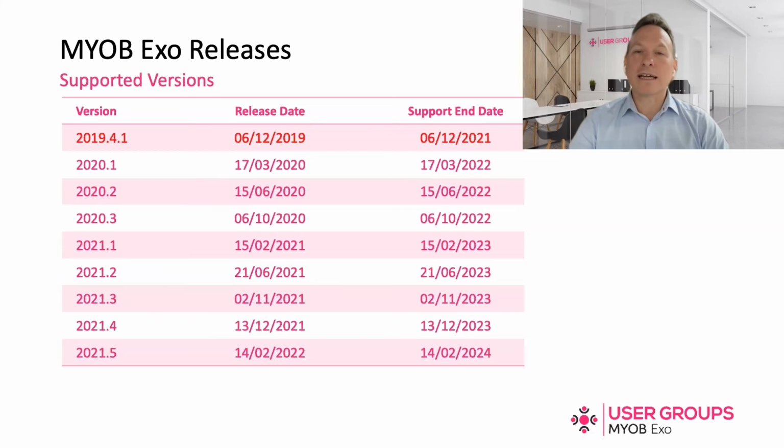In terms of the current MYOB Exo releases, the current oldest supported version is 2019.4.1. It was released in December 2019, and there's approximately a 2-year support window. So end of support for 2019.4.1 was the 6th of December 2021. So we'd recommend that you be running a version of Exo newer than 2020.1. Of course, the most recent release being 2021.5, which was released in February 2022. I know it's 2021.5, but hey, MYOB makes the choices on those version numberings.